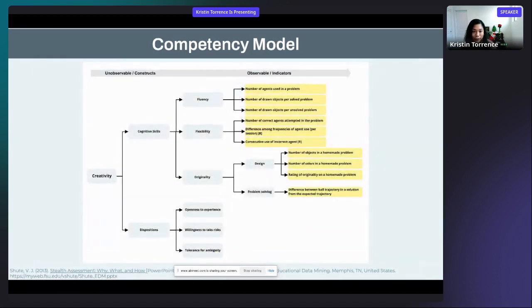So let's take a deeper look. This is a competency model for creativity. And you'll see that sometimes facets will have multiple observable indicators in the game, such as fluency and flexibility. Or sometimes they may only have one, such as problem solving in this example. And you may notice something really interesting about this competency model is that not every facet has an observable indicator. So you can see here that every construct in cognitive skills has an observable indicator associated with it, but this entire disposition facet here at the bottom cannot be observed through players' actions in the game.